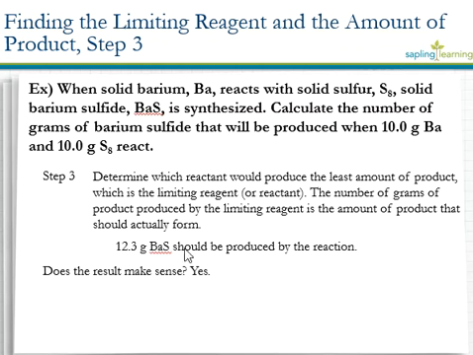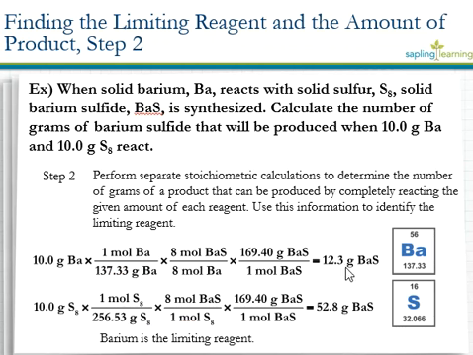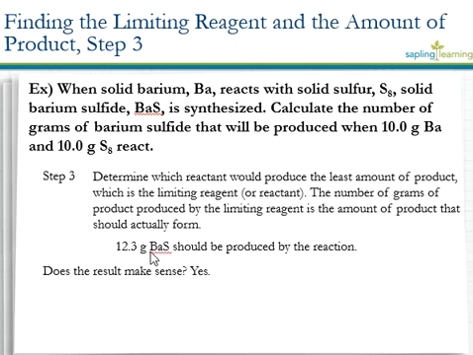And as I said, in this case, barium sulfide can only be produced by the least amount of the reactants that we were given. So in this case, we're only going to produce the 12.3 grams. If I go back one slide, these are the 2 different calculations. This is your limiting reagent, so this is what we end up producing. So we know now that we would only produce 12.3 grams of barium sulfide.